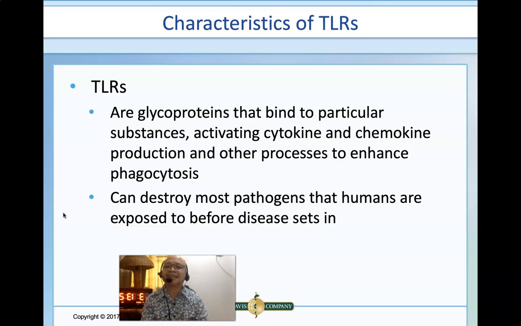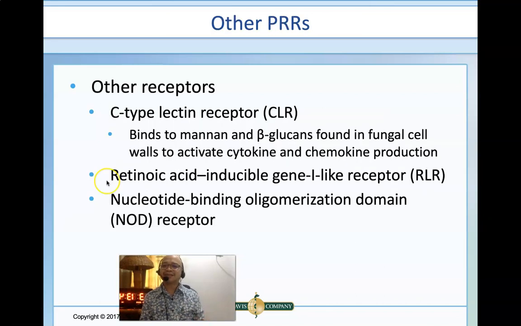So once TLRs are activated and phagocytosis has taken place, it will destroy most pathogens that humans are exposed to even before the disease sets in. So that's how important phagocytosis is. Aside from TLRs, there are other PRRs. One is CLR, the C-type lectin receptor. This one binds to mannan and beta-glucans found in the fungal cell wall to activate cytokine and chemokine production. So mannans and glucans are found in fungi. So somehow CLR will most likely prevent fungal infection.